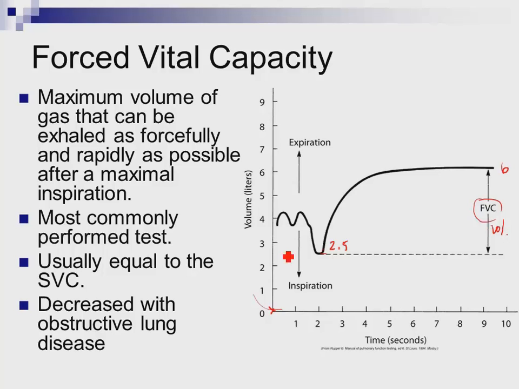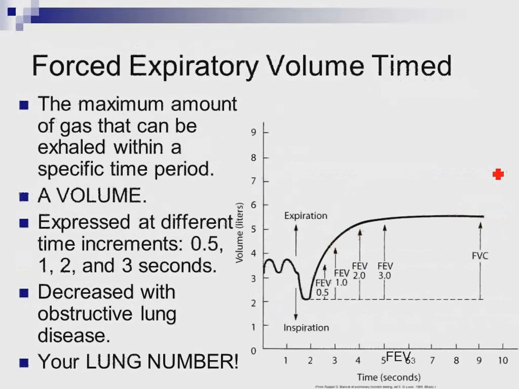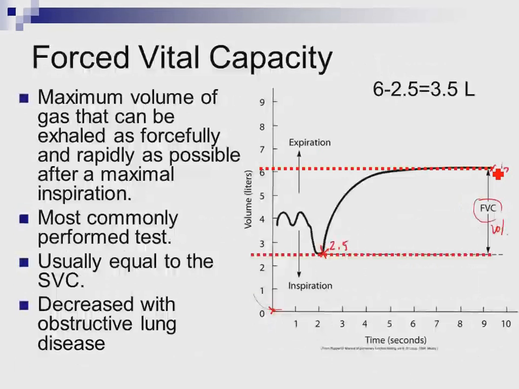This is what is referred to as a volume time tracing, because I'm plotting volume against time. The maneuver begins there and ends there. So it's 3.5 liters. That would be the forced vital capacity.